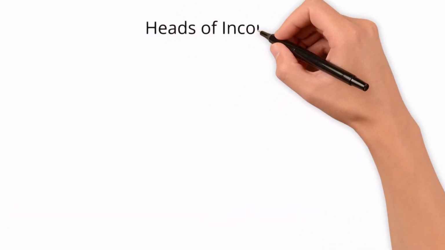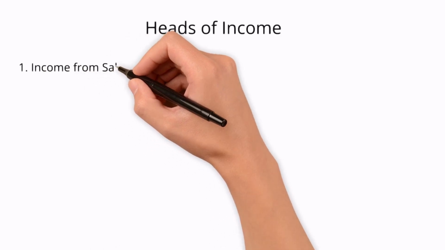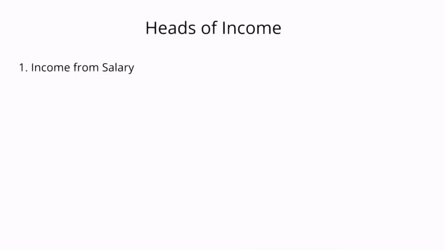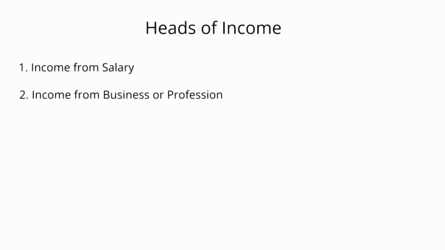As discussed earlier, a person can earn income from various sources. But for income tax purpose, all income earned from different sources is classified under 5 different heads. These are income from salary. If you are a salaried person, this will be your main source of income. Income from business or profession. If you are self employed or run a business, your primary income will fall under this category.